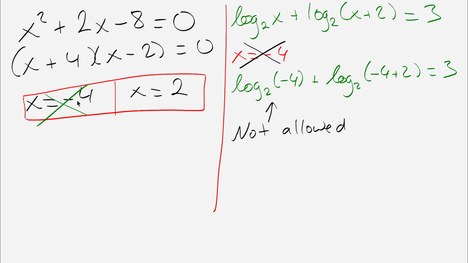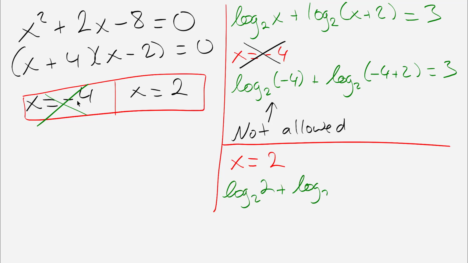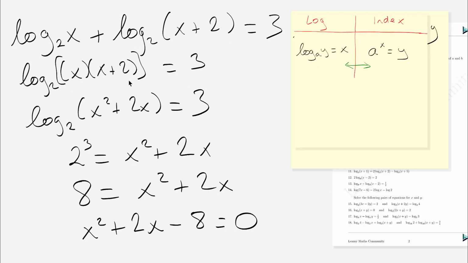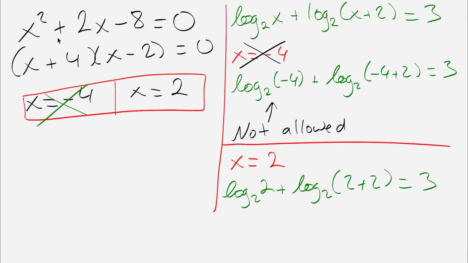And what about the other solution, x equals 2? Well, if you fill that solution in, you can see yourself you're going to get log to the base 2 of 2 plus log to the base 2 of 2 plus 2 is equal to 3. And that is okay. Nowhere along here do I end up getting the log of a negative. So even though I made no mistakes, I did everything as I should. I used my log rules. I turned it from a logarithmic equation to an algebraic equation, and I solved that algebraic equation.